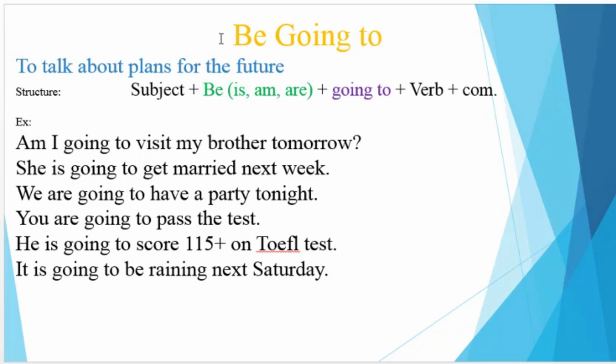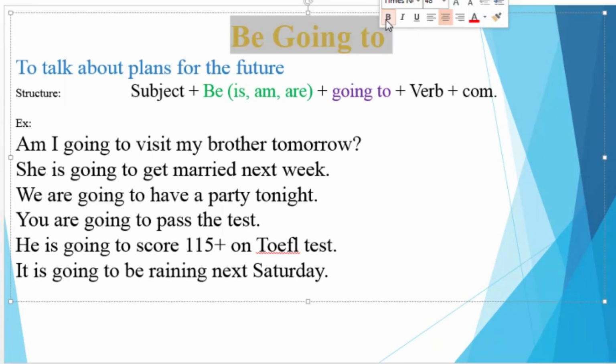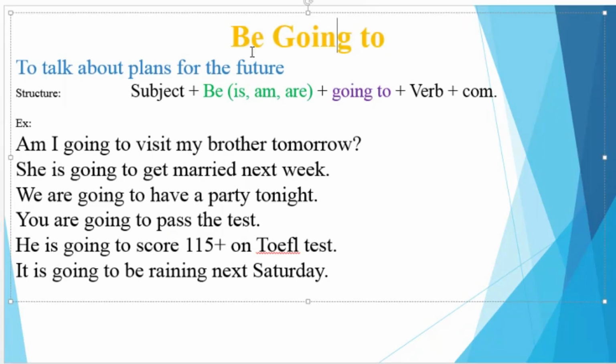Okay, let's talk about be going to. So guys, be going to is another form of future tense. When we want to talk about plans for the future, okay, when we talk about our plans in the future, we use be going to. What is the structure? Subject plus be. What is the form of be? Be can have different forms, like is, am, are. Okay, so subject plus be (is, am, are) plus going to plus verb plus object or complement.